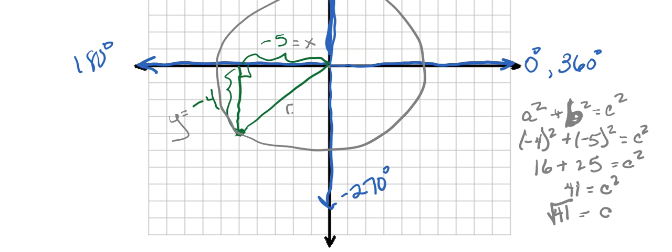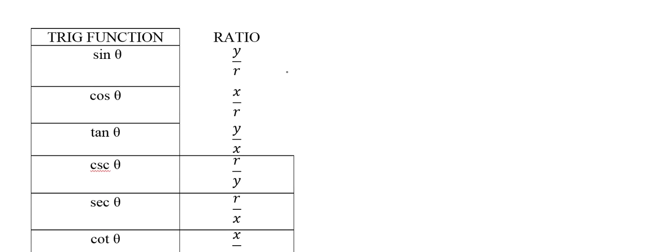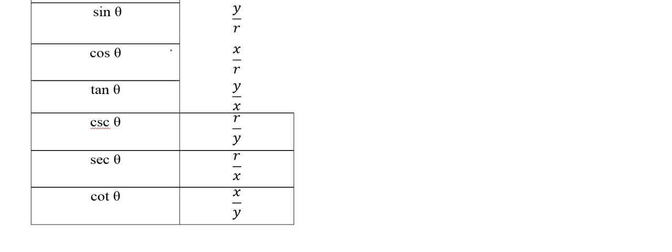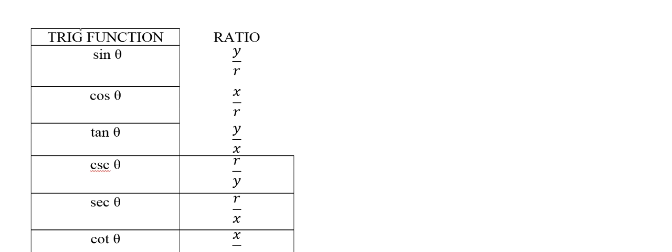Okay, so we learned a little bit about quadrantal angles. We learned a little bit about how we can relate any point to its position in the graph. And the whole idea behind this relation is so that we can do trigonometry. So in our trigonometry here, we have this little table. We have 6 trig functions: sine, cosine, tangent, cosecant, secant, and cotangent. So let's write them out.